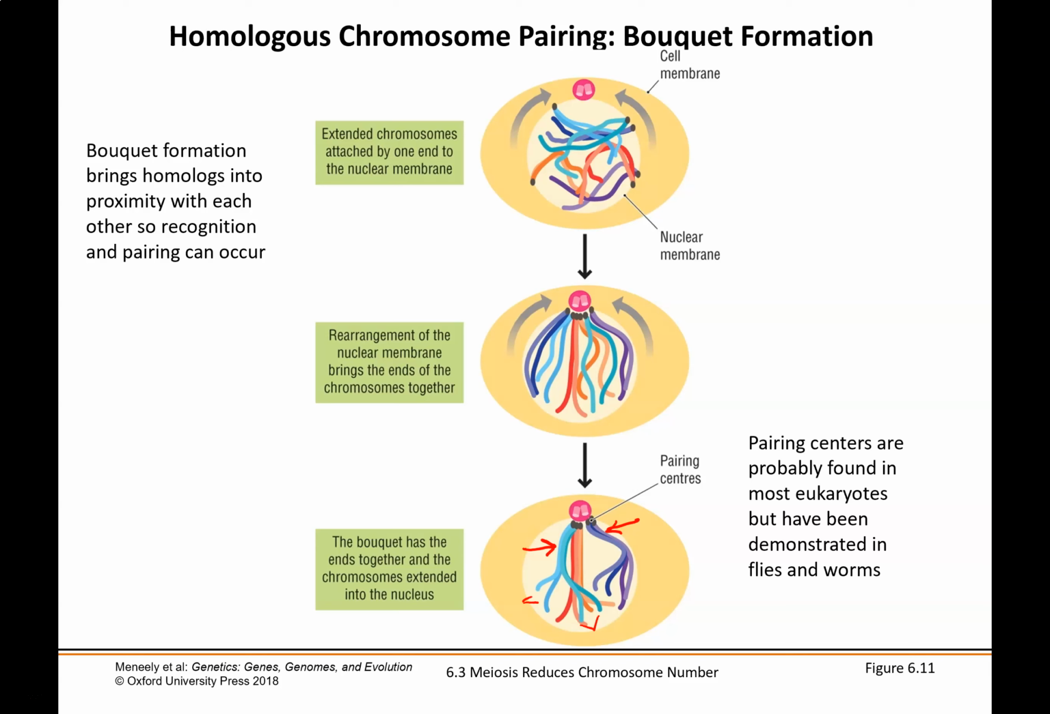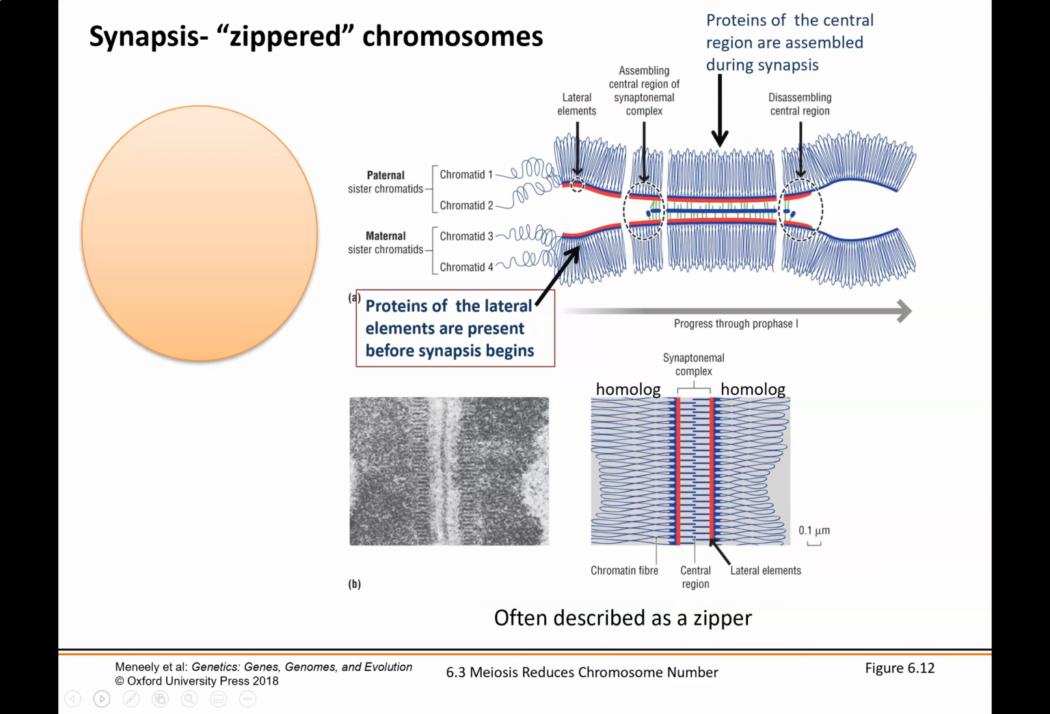So we start out with this sort of jumble of chromosomes in our cell. They're all condensed. They're getting ready for meiosis, but they're just sort of all mixed up. So this bouquet brings them together and allows those homologous pairs to associate. So when they associate, we get something called synapsis. Now, synapsis is essentially a process of zippering those chromosomes together.